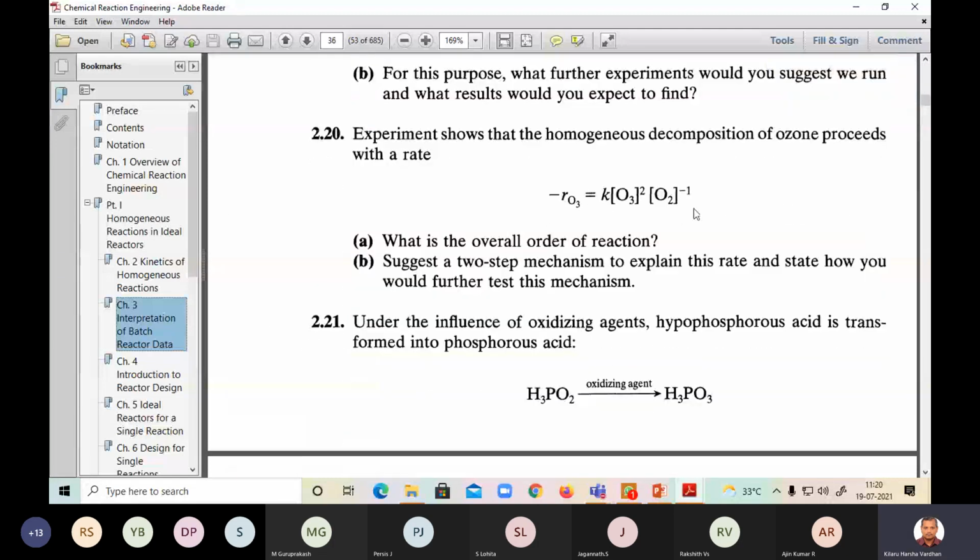Yeah, this is the problem which we did now. Minus RO2 is K whole square. He is asking you overall order of a reaction. That is nothing but 2 minus 1. That is 1.